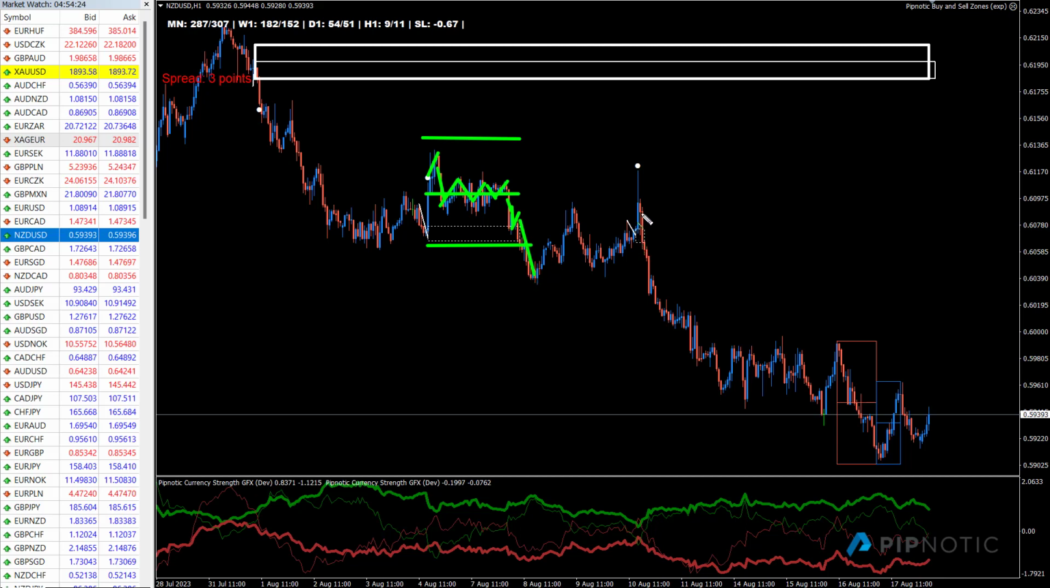And then we have another one here. The same pattern that was used here would have worked beautifully here. We would have sold here. Target, stop, price blasted through it. Yeah, so those are the two modes.